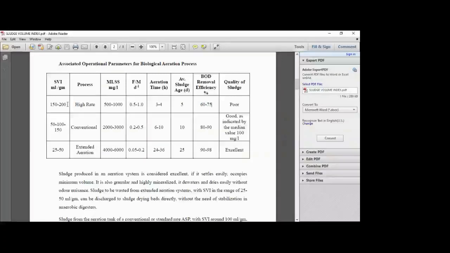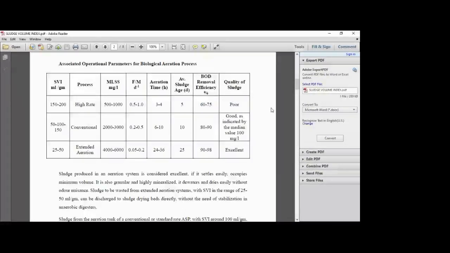But here, if you are having the SVI value more, that currently means the BOD removal efficiency will be less and the quality of the sludge will be poor. Now, why is this particularly happening at 150 to 200? This is because the STP is not operated properly. If the STP is not operated properly, you will be getting the SVI values on the higher side. Plus, the BOD removal efficiency is less and the quality of the sludge is poor.